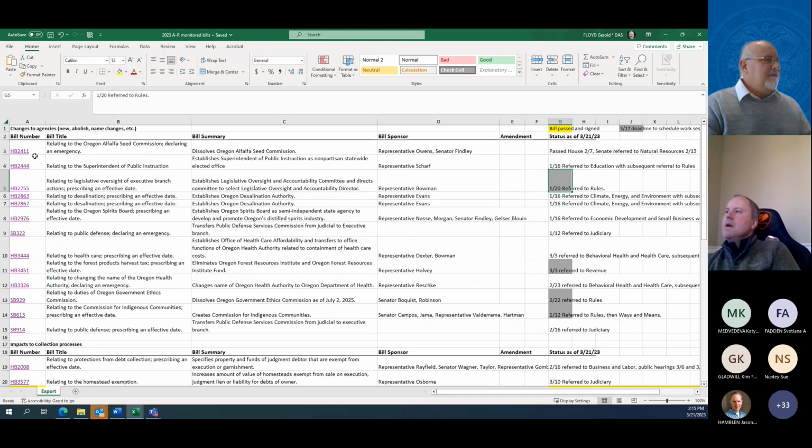So the first section that you see here is associated with changes associated to agencies: new agencies, abolishing agencies, name changes, those kinds of things.